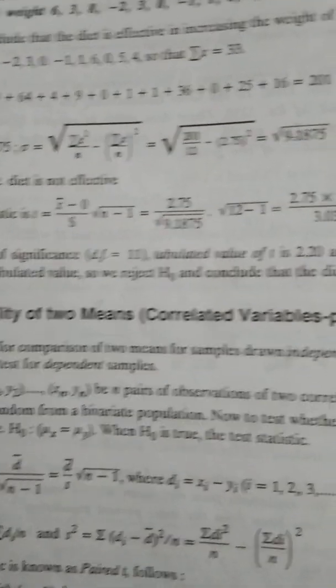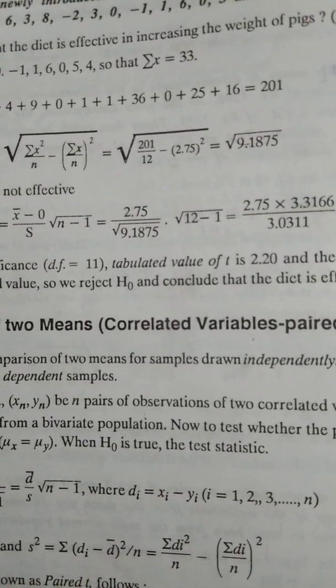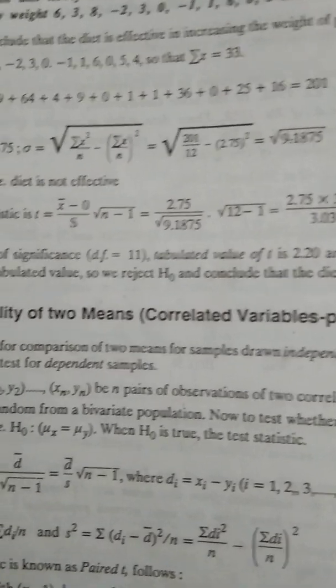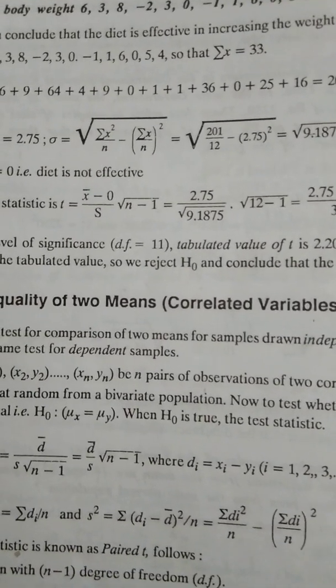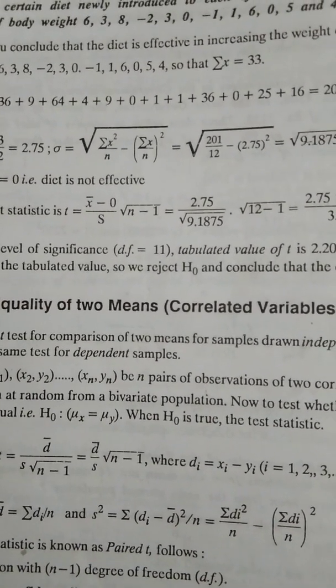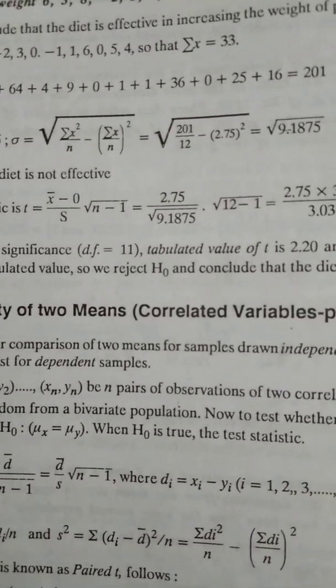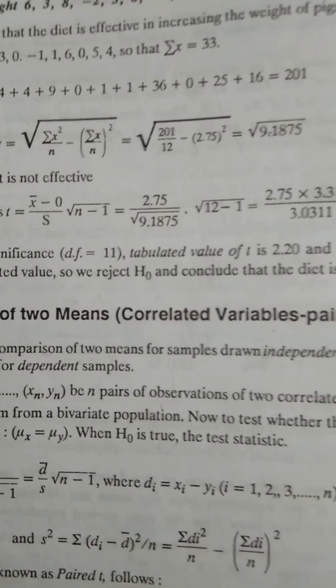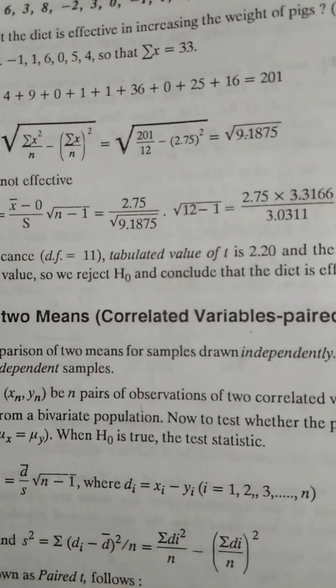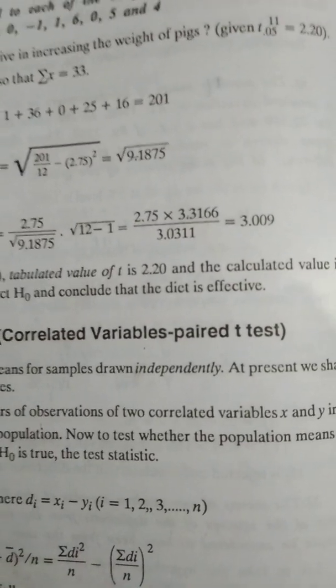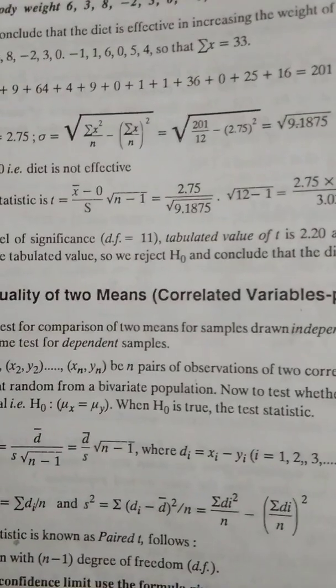Now what is s? S is actually root over 9.1875. Again I am telling, in case of sigma sign, that is also a deviation sign, you can write s, root over 9.1875 into root over 12 minus 1. It came out as 3.009.